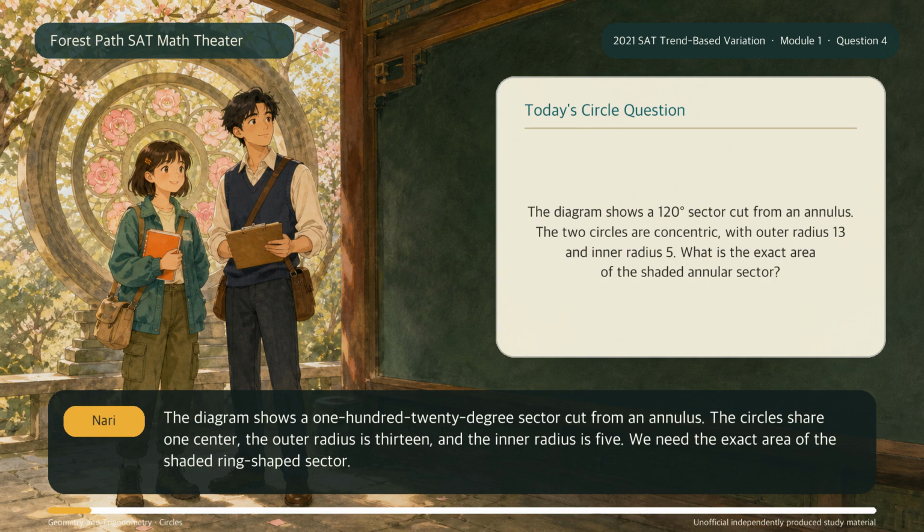The diagram shows a 120-degree sector cut from an annulus. The circles share one center, the outer radius is 13, and the inner radius is 5. We need the exact area of the shaded ring-shaped sector.